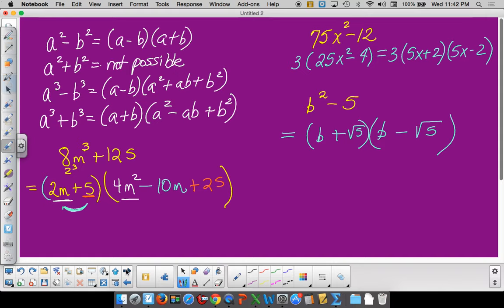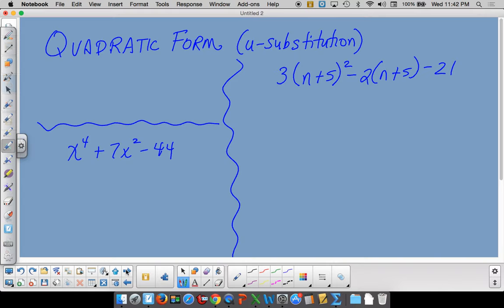Okay, the last method the book wants to include, and I'm not super fond of it, I call this quadratic form. The book calls this U substitution. And it does appear on the final, so we need to talk about it. Quadratic form is equations that follow the pattern of a quadratic, but they're not identical to a quadratic. You work them in the same style, but they don't quite have the same end point, I guess.